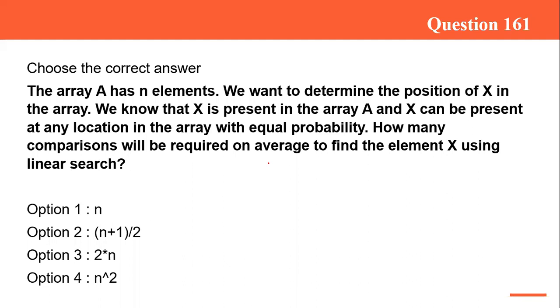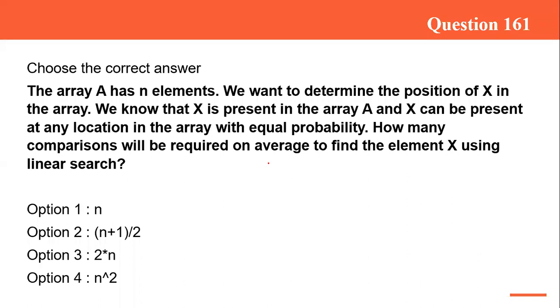The array A has n elements. We want to determine the position of X in the array. We know that X is present in the array A. That means we have to search for an element called X, and X is already there for sure. And X can be present at any location, we are not sure, with equal probability. Now, how many comparisons will be required on average to find the element X?